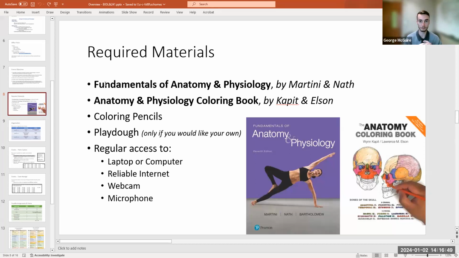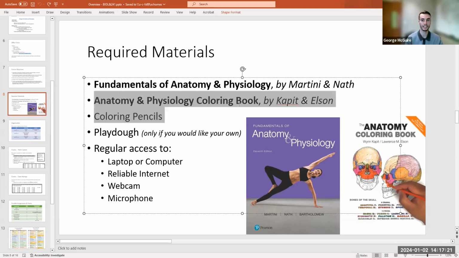But just because of the rigor and intensity of this course, it is almost required, like highly, highly, highly recommend. It will be a struggle if you don't have this textbook. So please make sure you go grab a copy, even if it's an older edition, which is totally fine. Those are usually cheaper. And whether it's a physical hard copy or it's a virtual PDF, it doesn't matter, whatever works best for you. But please make sure you get a copy of the Fundamentals of Anatomy and Physiology textbook.